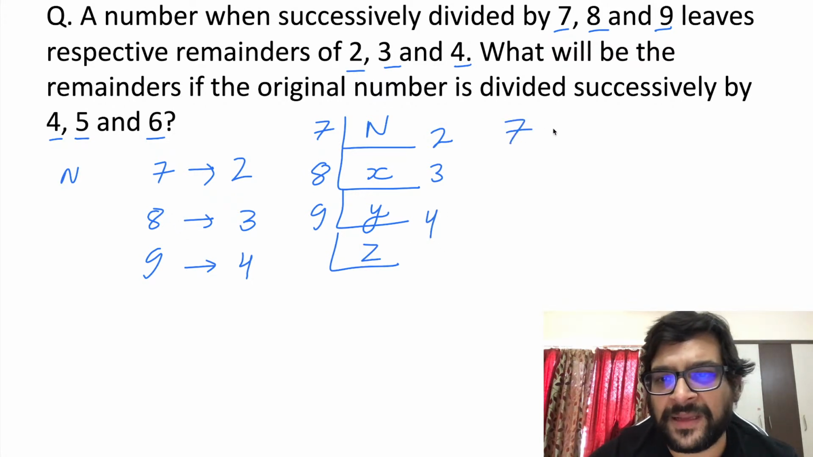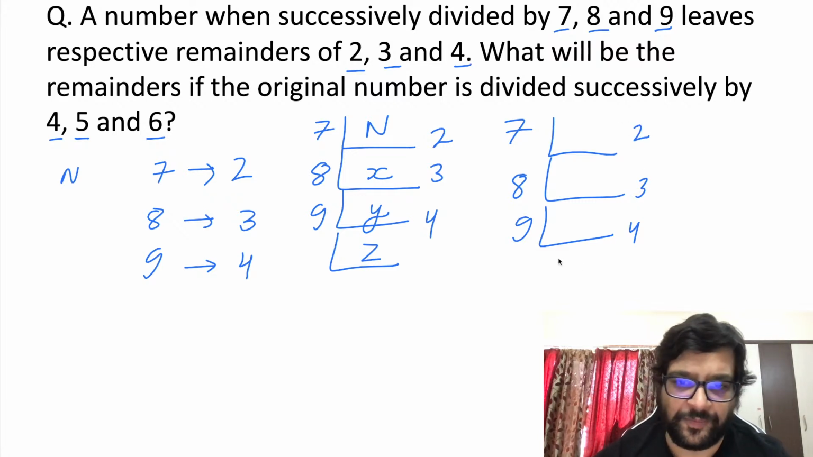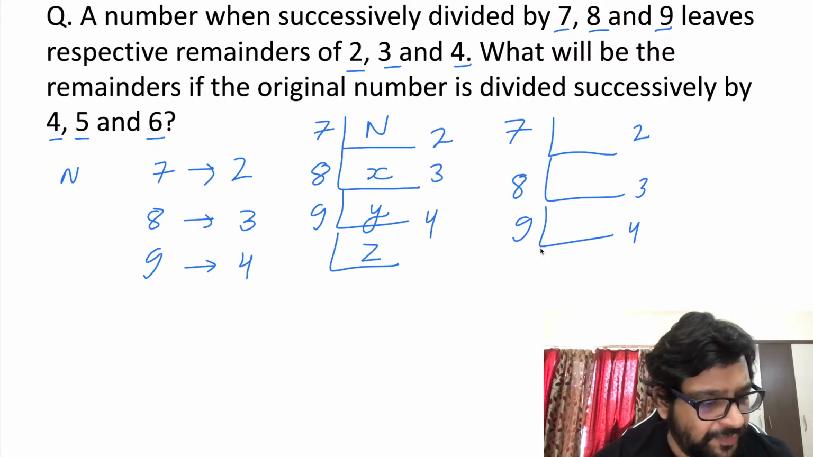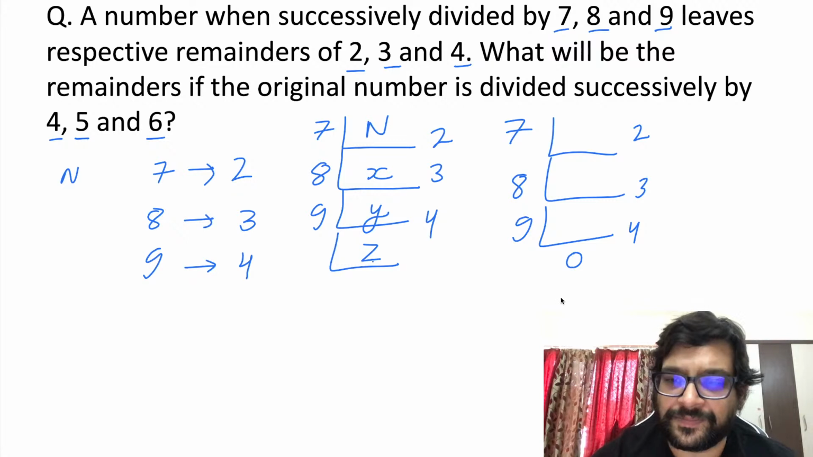Now, for solving this question, the divisors are 7, 8 and 9 and the remainders obtained are 4, 3 and 2. What you can assume is the value of z is 0. So that means the previous value would have been 4, because 4 when divided by 9 gives me a remainder of 4 and it's divisible 0 times.